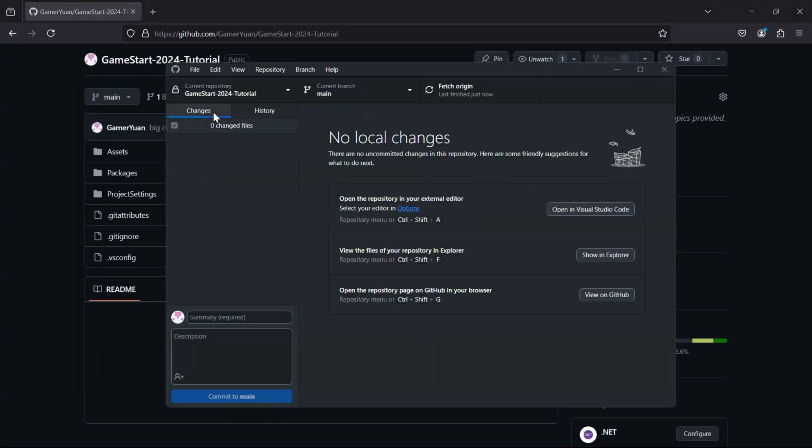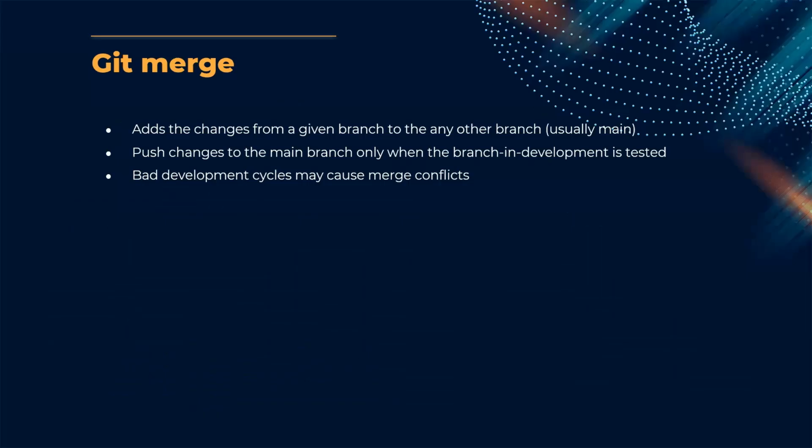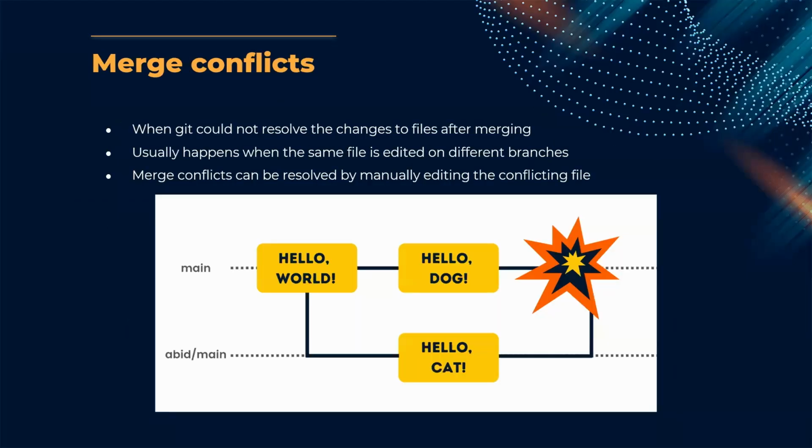So now that we've covered merge, what is merge conflict then? A merge conflict is something similar to this. It's when Git could not resolve the changes to a particular file or multiple files when you're trying to merge two branches. And this will usually only happen when the same file is edited on different branches and is committed separately. Because they're both on two isolated environments, you will be able to make the changes on their own branch. But when you're trying to merge it, there will be a conflict because the files will be different and Git will not know how to resolve these differences.